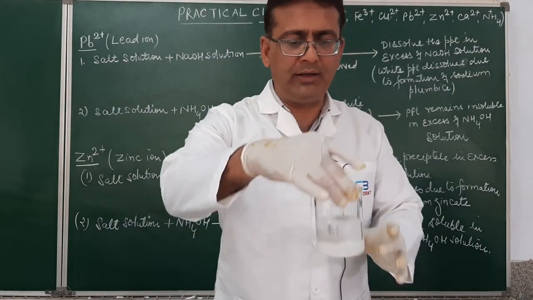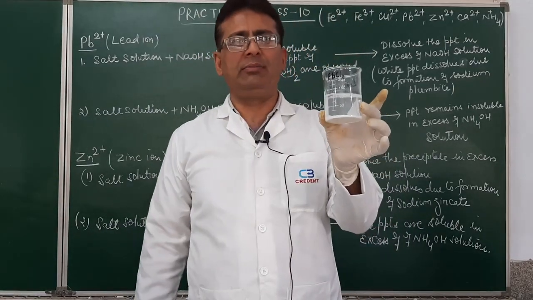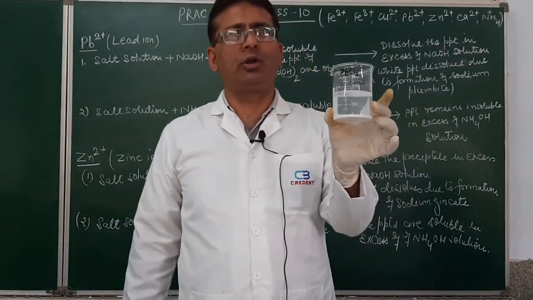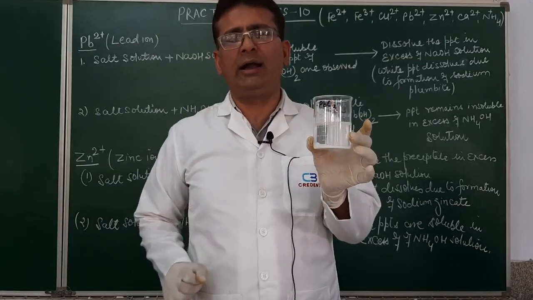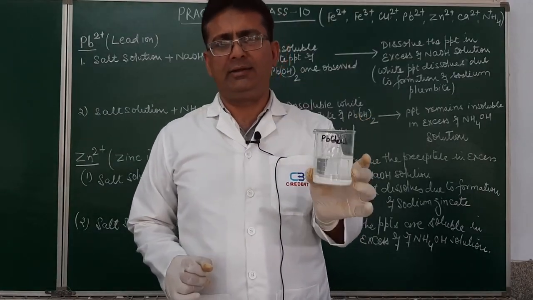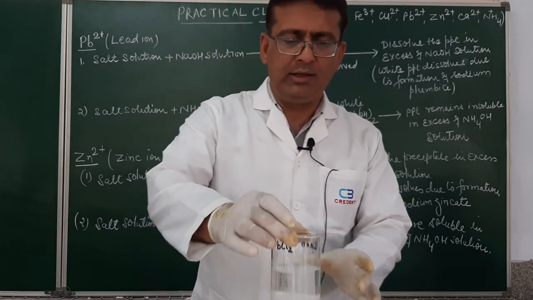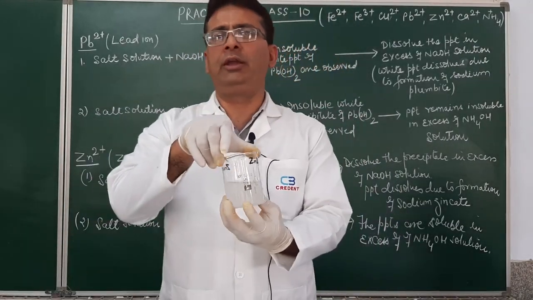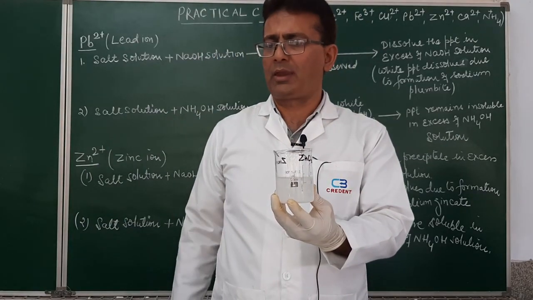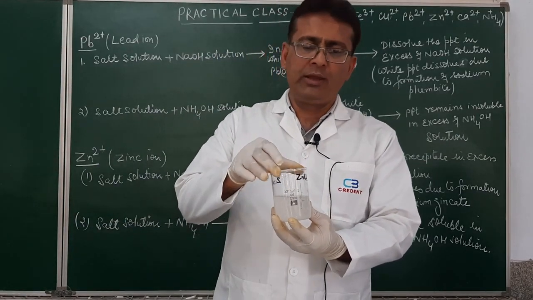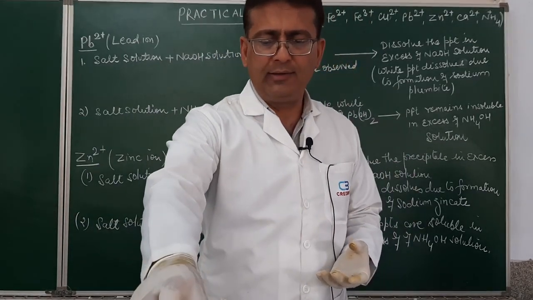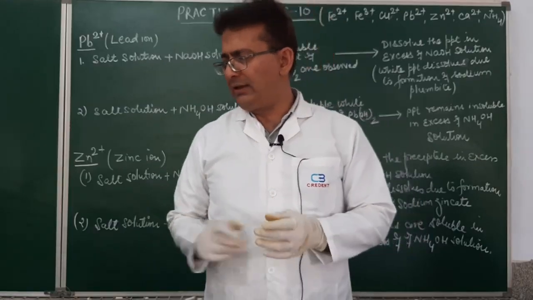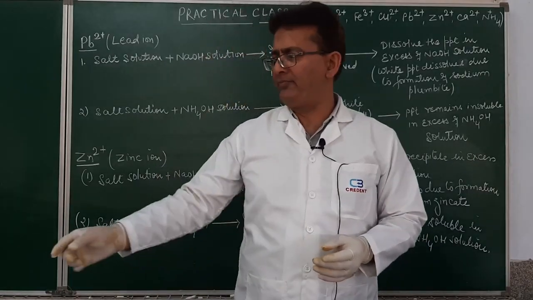So we will demonstrate to you how to identify the lead ion and the zinc ion. You can see over here, we have taken in the beaker a lead chloride solution. What will be the ion over here? The lead ion. Then in another beaker, we have taken a zinc chloride solution. What we will be doing is identifying one by one the zinc ion and the lead ion.